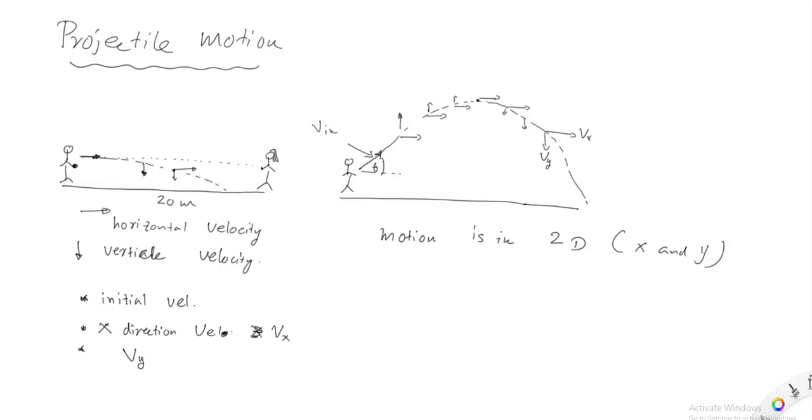Kicking a soccer ball or a football, a long jump. In all these activities, the movement of the object or the person takes a parabolic path, so that can be very accurately analyzed using projectile motion equations, which we're going to discuss next.